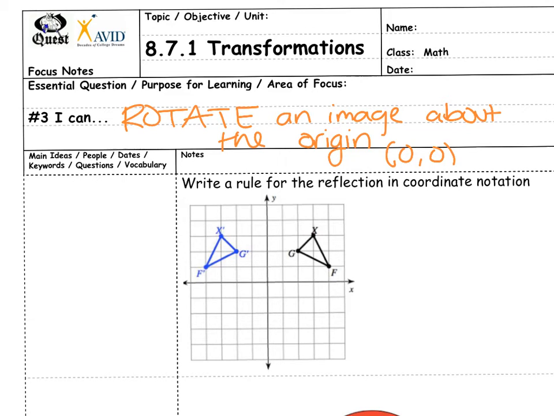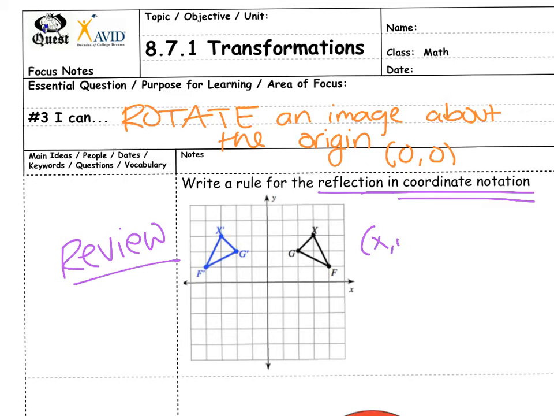The first problem is just a review, and it says, write a rule for the reflection in coordinate notation. Remember, coordinate notation is we take our original points and how we change them. So the first thing we have to do is figure out where did it reflect. Remember, the original image is just the letters. The new image is going to be prime notation. So my original is the pink highlight and my new is in blue. And then we have to think about how did it rotate, or how did it reflect, sorry.